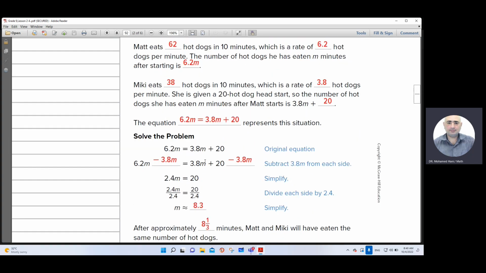Listen here please. As you see, we want to remove 3.8, so we can subtract 3.8m from the two sides. Then 6.2 minus 3.8 will be 2.4m, and here it means 20. Then you can divide the two sides by the constant, divide by 2.4. So m is about 8.3, or exactly 8.3 with bar notation. Or approximately we can write it as 8 and 1 over 3. This is up to you.